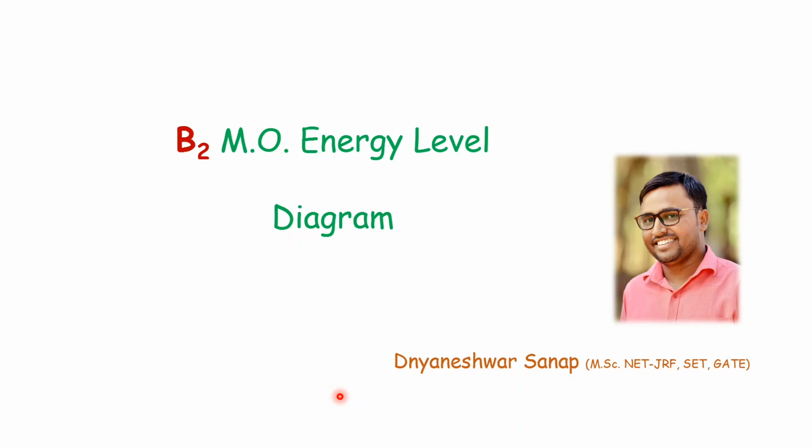In this video lecture, we will discuss the molecular orbital energy level diagram for the B2 molecule. The B2 molecule is made up of two boron atoms. To understand how the B2 molecule is formed, we first have to understand the electronic configuration of each boron atom which participates during the formation of the B2 molecule.